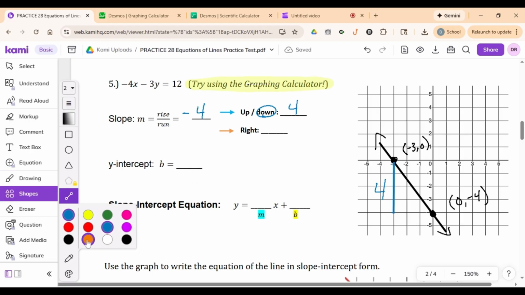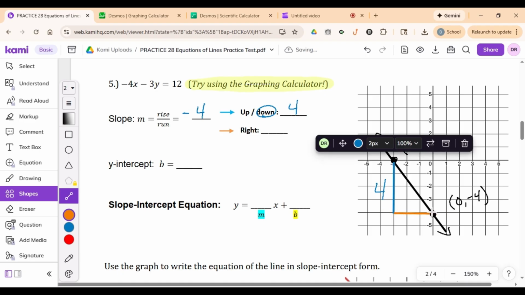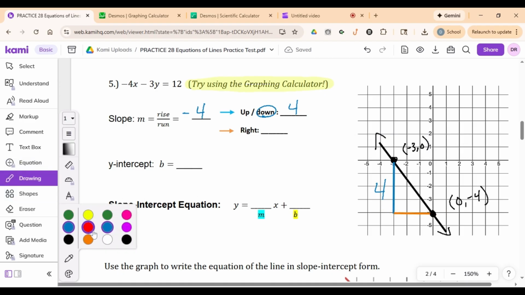After that, I can also realize that I need to go over a little bit. And if I look at this orange line here, that shows me I need to go over 1, 2, 3 times. So I had to go to the right 3 times. That means the bottom number of my fraction is a 3. And right away, I've got my slope. It's negative 4 over 3. All right, so we've got our slope, negative 4 over 3.